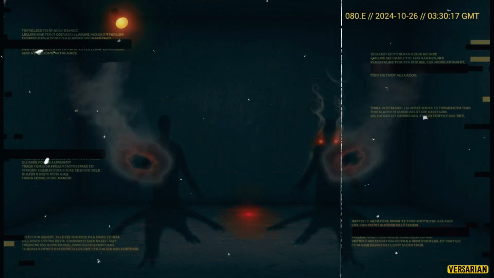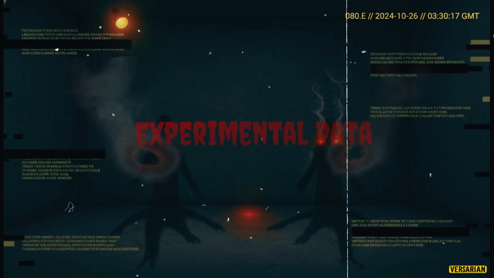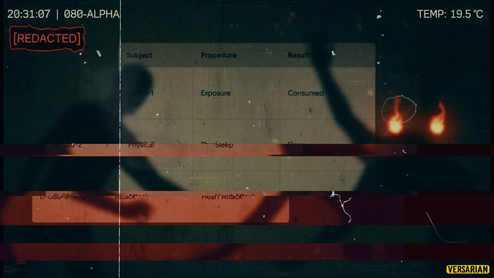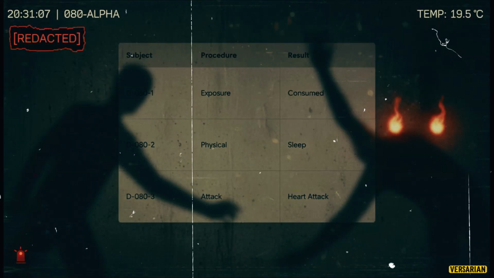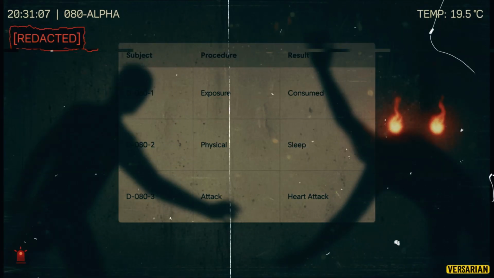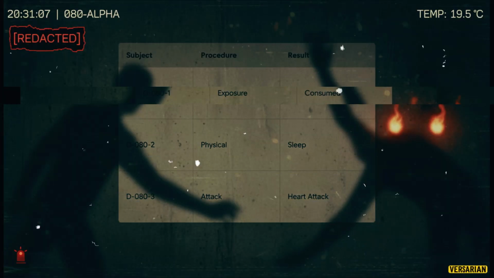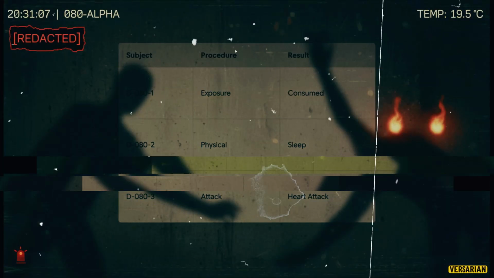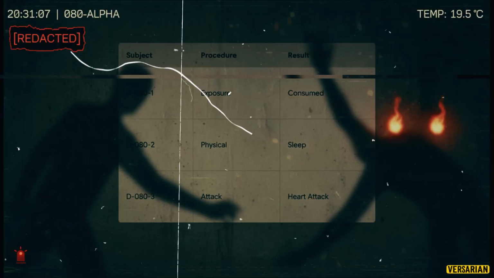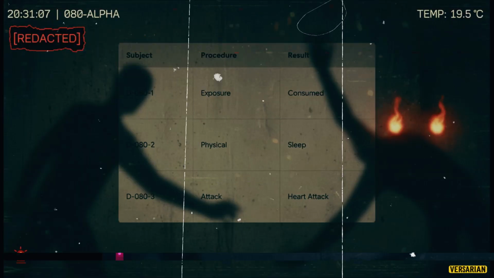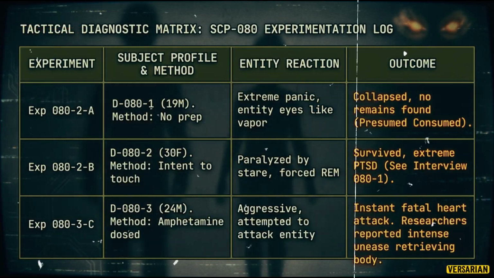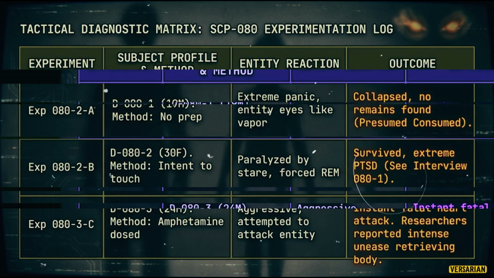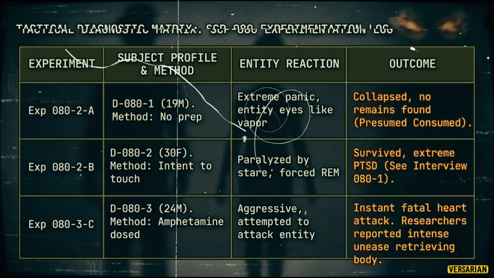Section 3. Experimental data. Let's look at the grim reality of experiment log 080-2. D080-1, a 19-year-old male, gets basic exposure. He reports a large figure staring at him, becomes unable to stand, collapses, and leaves literally 0 biological remains behind, completely consumed. Then we have D080-2, a 30-year-old female, ordered to make direct physical contact. She's forced into a comatose sleep, resulting in her absolute psychological destruction.